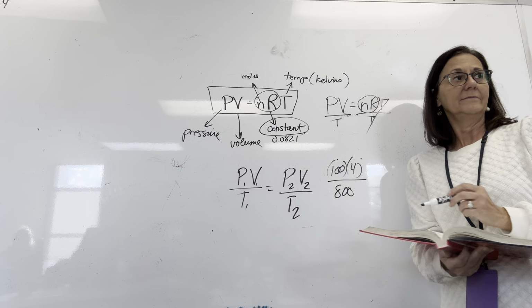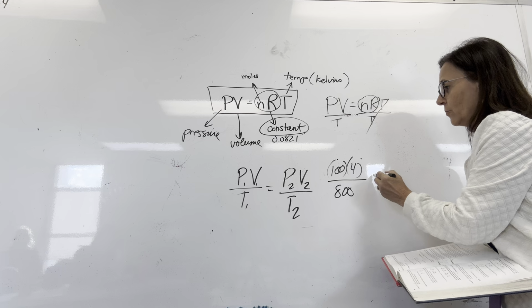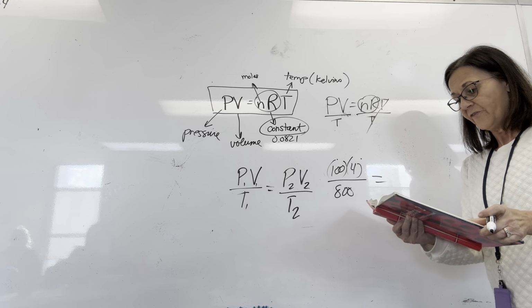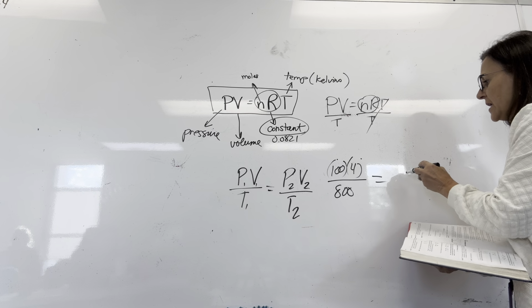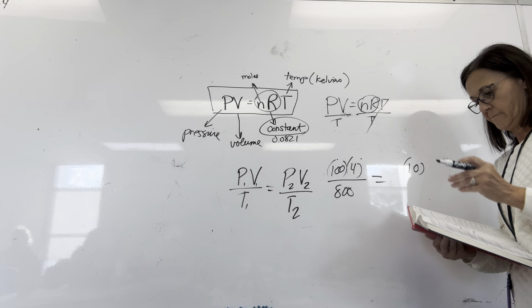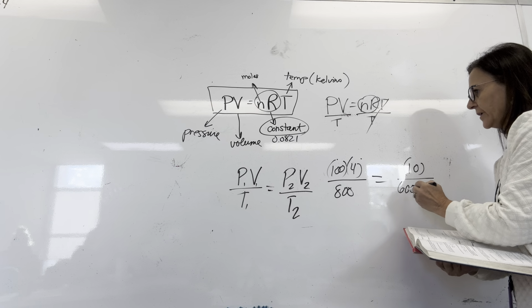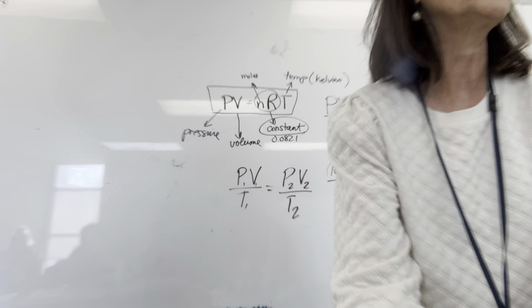PV over T. If the volume were increased, well, that's my sub 2, if the volume were increased to 10 liters and the temperature reduced to 600 kelvins, what must the subsequent pressure be?